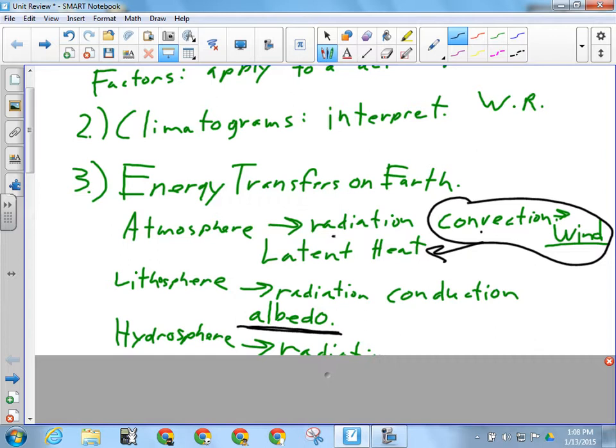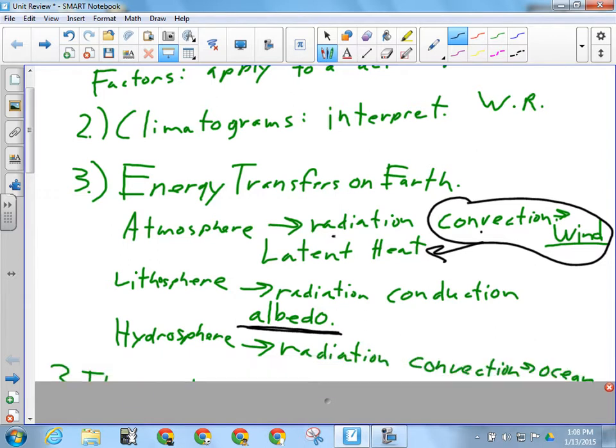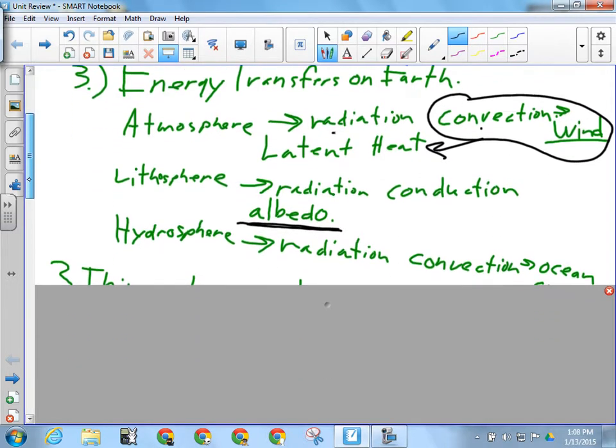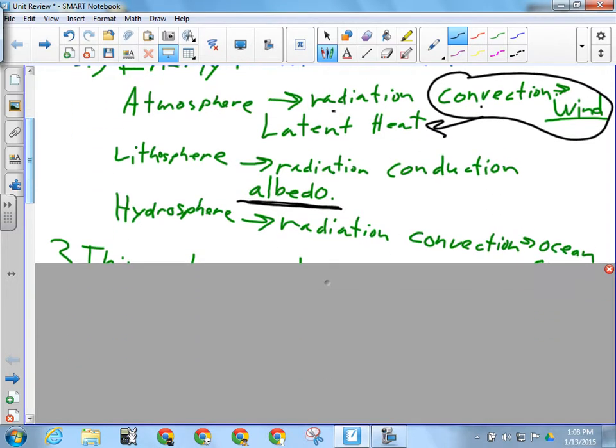And then we talked about the hydrosphere, which again can absorb radiation. There's convection within it because the ocean currents are examples of convection. And so lots of things can go from there. And this is where the latent heat comes from, because this is the source of the water vapor. As the water is evaporated from the hydrosphere and goes into the atmosphere, that's where that energy comes from.